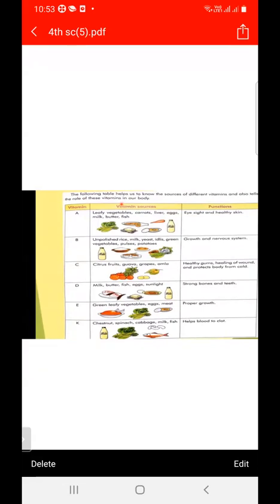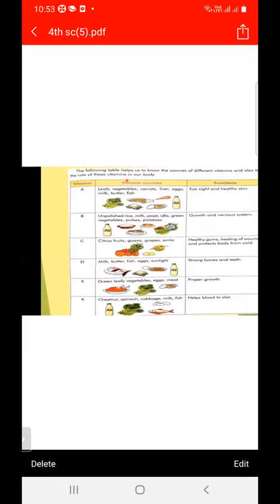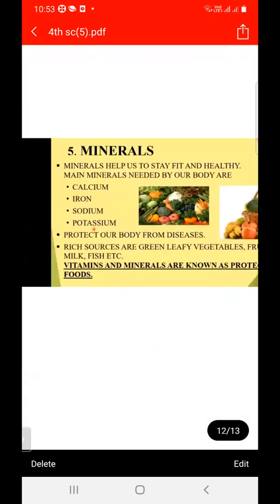And vitamin D, it keeps our bones and teeth healthy. And vitamin E, it gives proper growth. And vitamin K, it helps us to clot. So there are different vitamins shown in the figure.